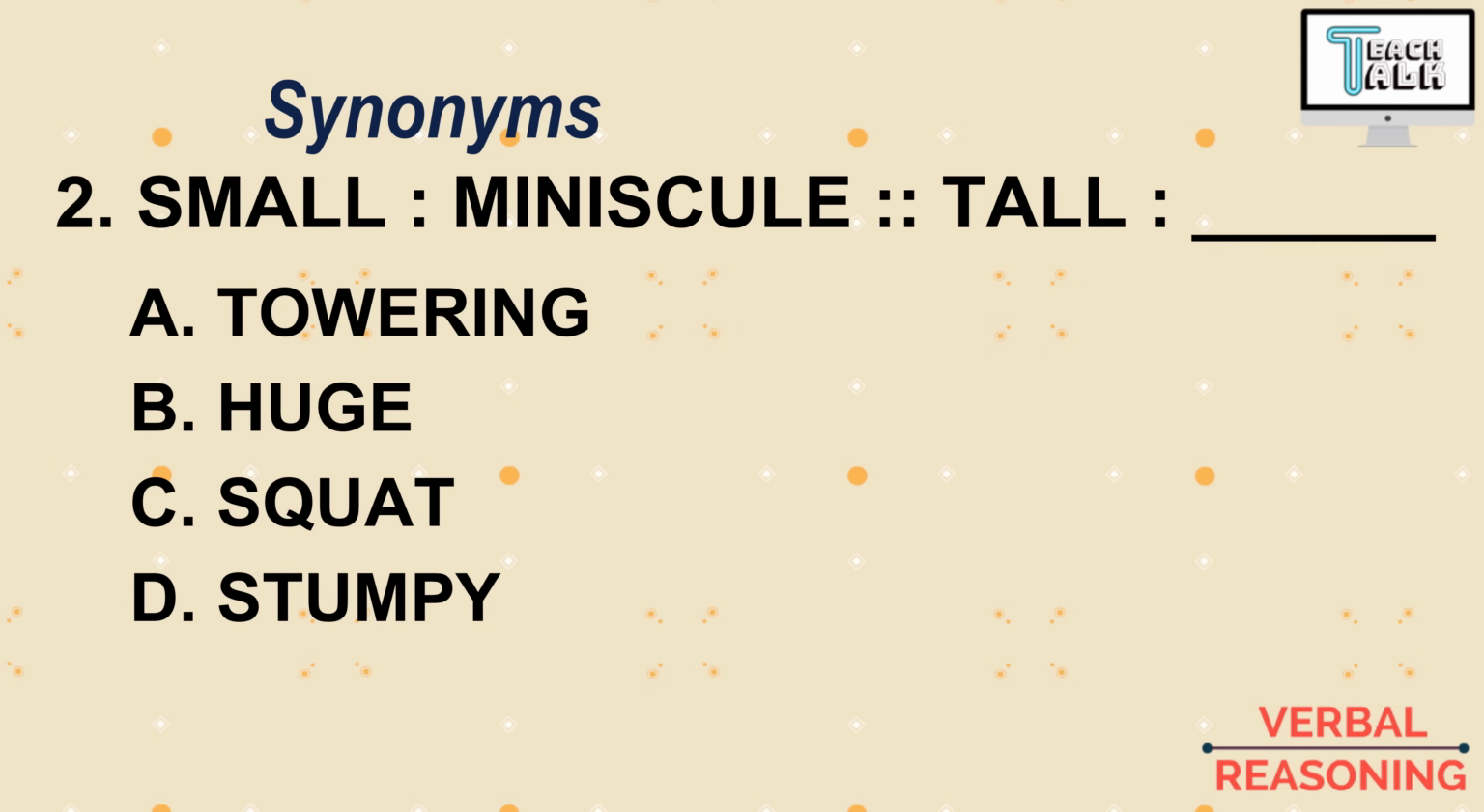Let's start by defining each of the choices. Stumpy means short and thick.